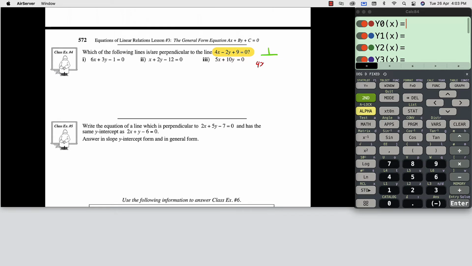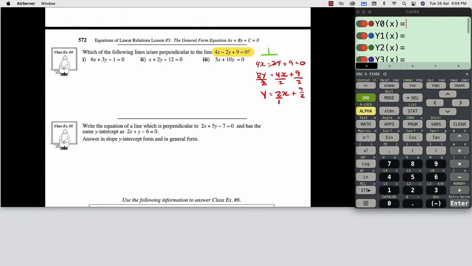So let's first deal with this equation: 4x minus 2y plus 9 equals 0. We put that into slope-intercept form so we can find the slope. So I'll add 2y to both sides, and I'm going to get 2y equals 4x plus 9. Divide everything by 2, and I get y equals 4 divided by 2 is going to be 2x plus 9 over 2. So the slope is 2, or 2 over 1.